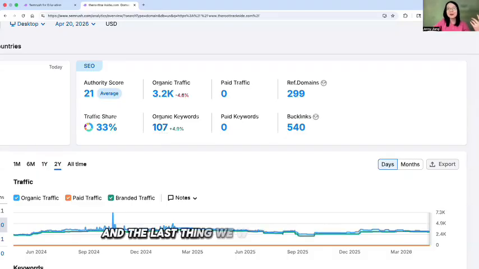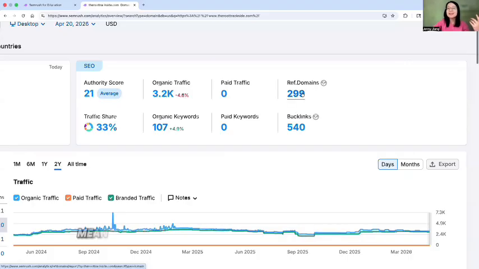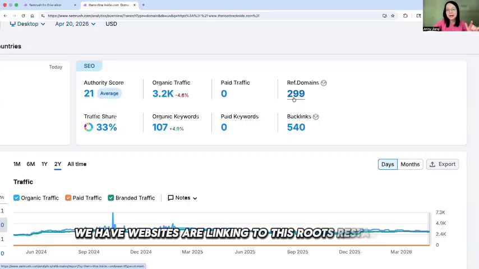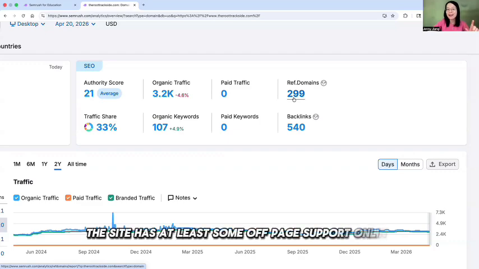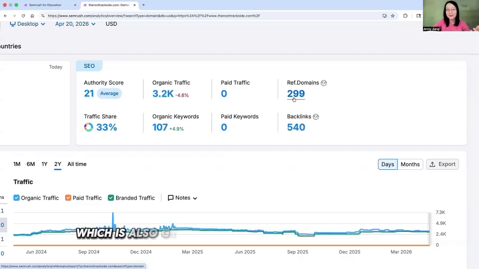And the last thing we want to look into is referring domains. Referring domains here means how many different websites link to this site. And the number here is 299. That means we have websites linking to this Root restaurant, and it suggests the site has at least some off-page support online, which is also great.